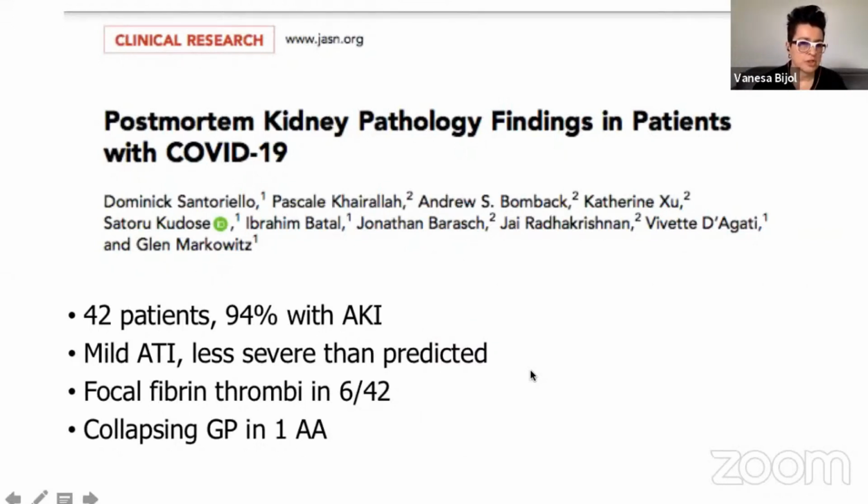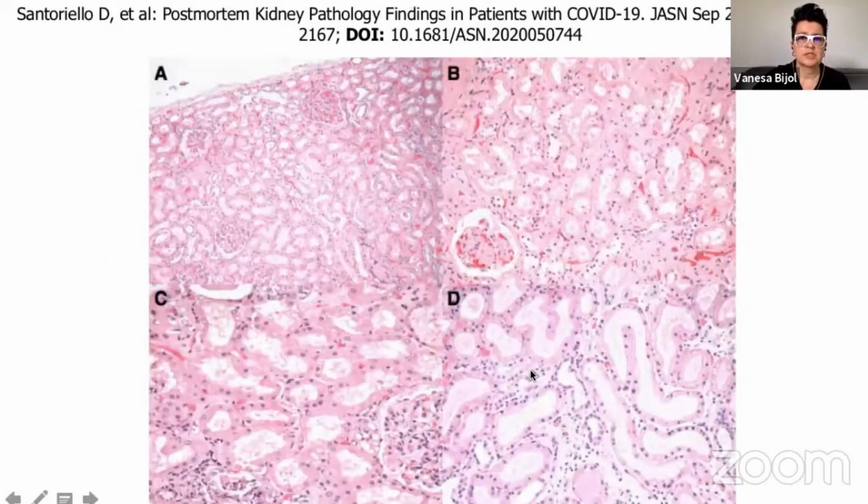This was the largest autopsy study with 42 patients included, and more than 90% of them presented with AKI. And that's what I was saying at the beginning, you have to know your numbers. So these patients predominantly were with severe COVID, they were on mechanical ventilation, and many of them had very profound AKI. However, on histology, they showed just mild acute tubular injury, typically less severe than you would predict based on the level of acute renal failure they had. And I'll show again just some of their images.